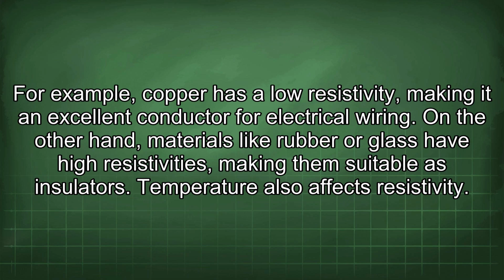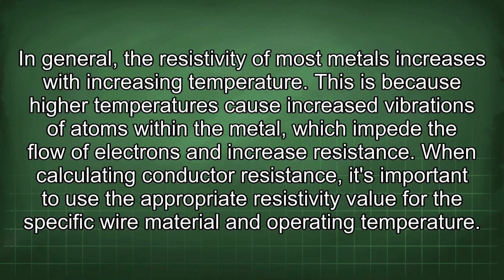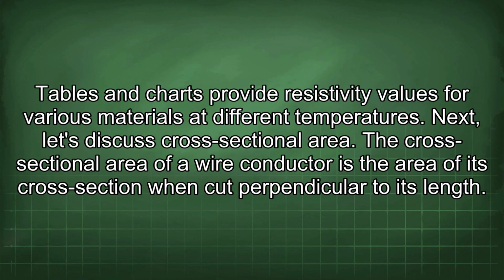Temperature also affects resistivity. In general, the resistivity of most metals increases with increasing temperature. This is because high temperatures cause increased vibrations of atoms within the metal, which impede the flow of electrons and increase resistance. When calculating conductor resistance, it's important to use the appropriate resistivity value for the specific wire material and operating temperature. Tables and charts provide resistivity values for various materials at different temperatures.